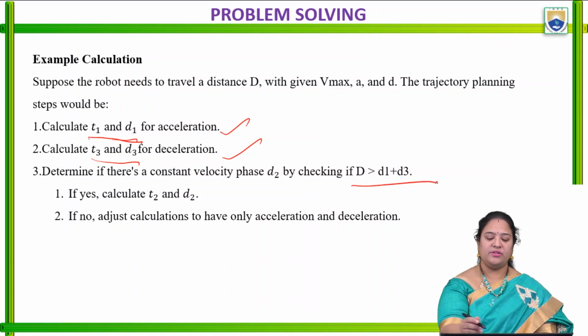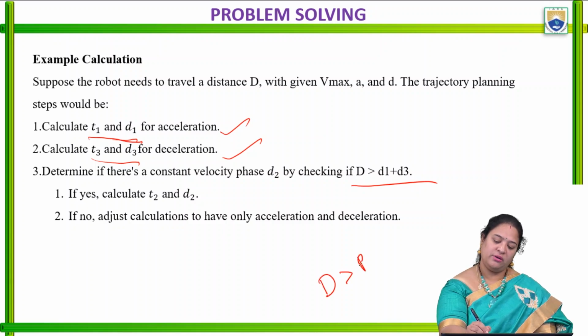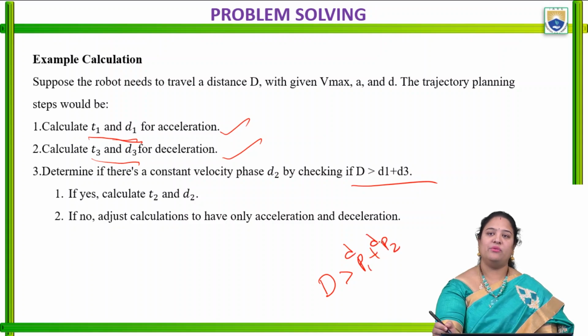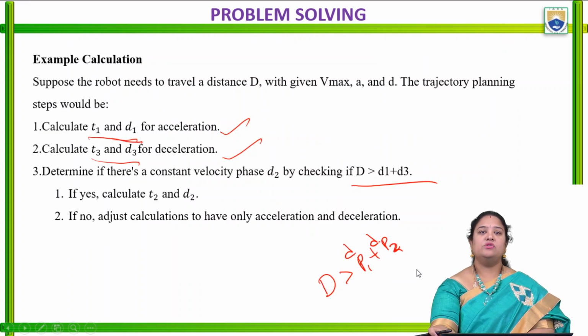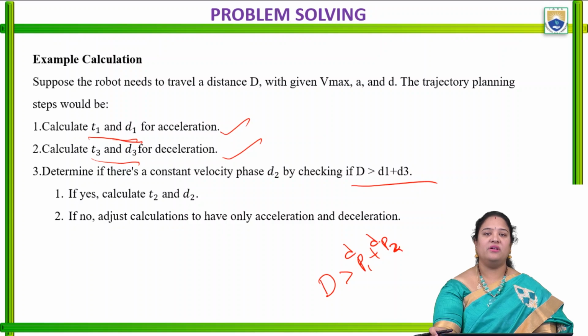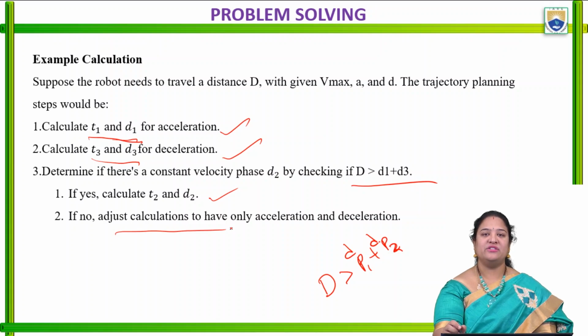Now, this is the equation which we have. We need to determine, that is, D should be greater than D1 plus D3, right? The overall distance should be equal to distance of point 1 plus distance of point 3, sorry, right? So if we are calculating this T2 and D2, there will be no adjustment calculation to have any acceleration and deceleration.